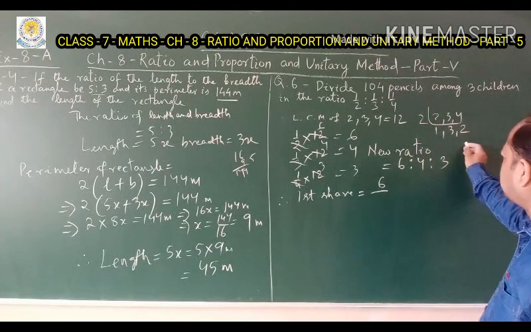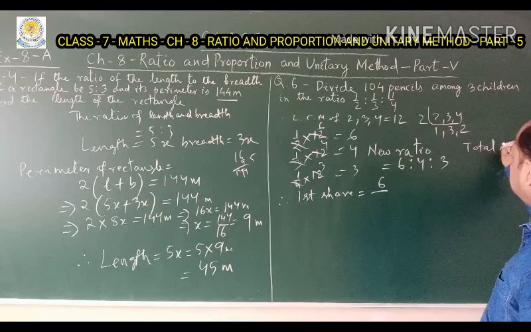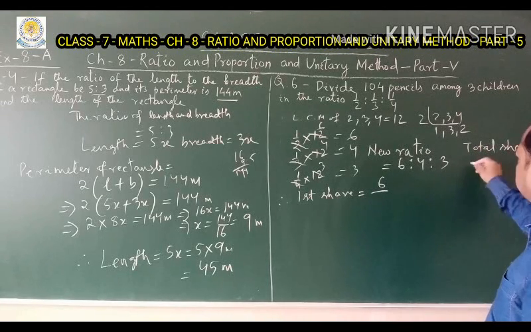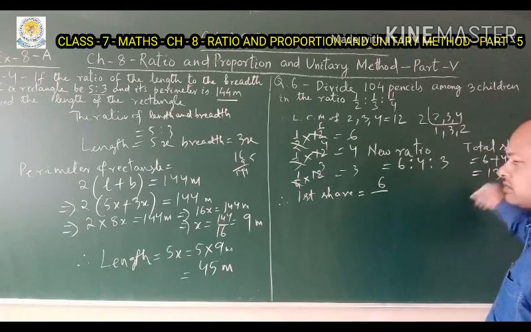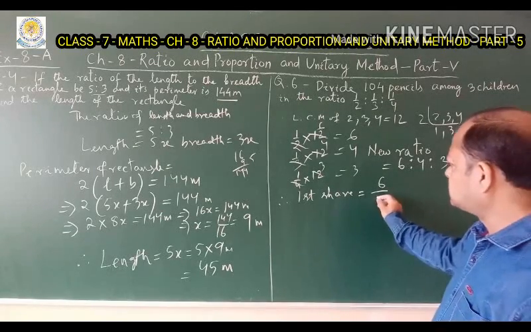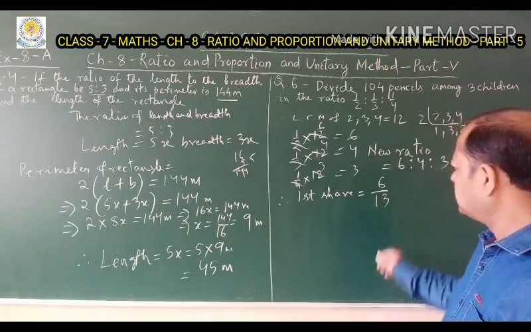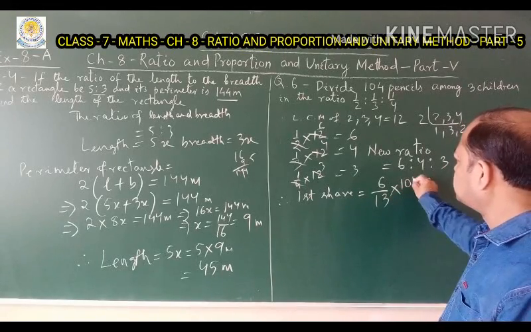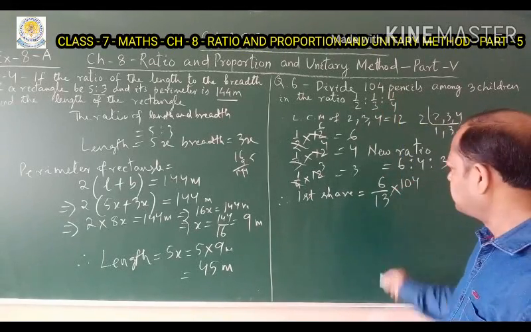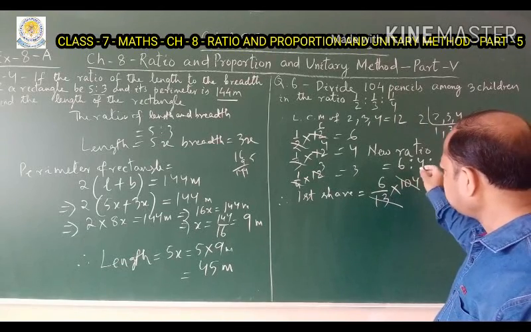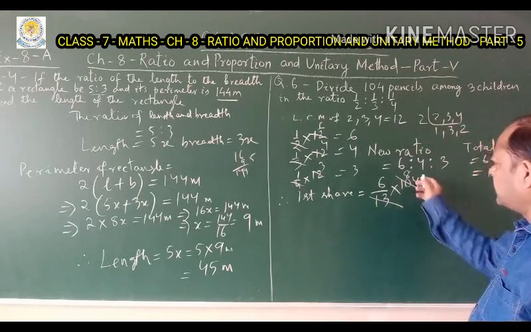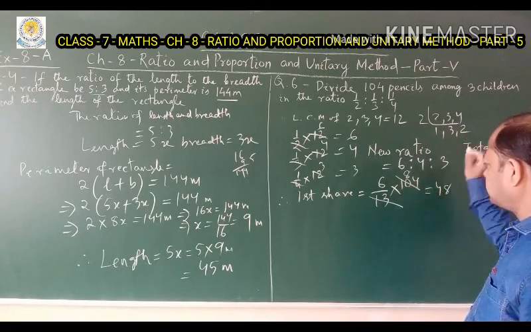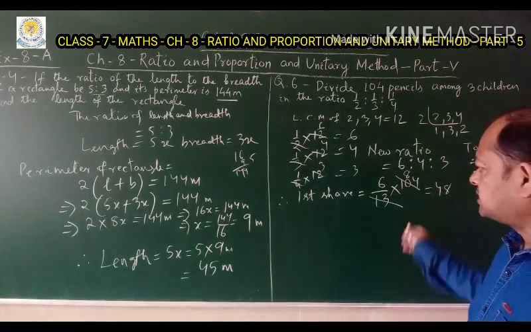You can write here total share equal to 6 plus 4 plus 3, that is equal to 13. So 6 upon 13 into how much total pencil? That is 104. Here 13 eights are 104. So 8 sixes are 48. So the first share we got, that is 48.